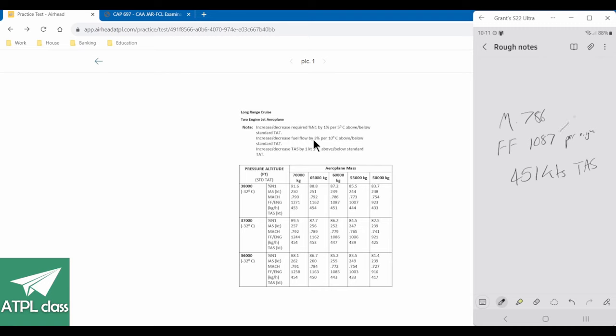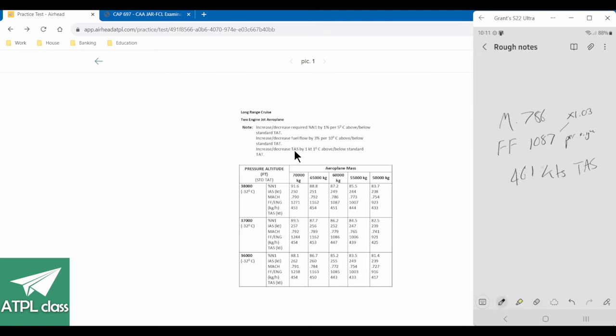So times 1.03 to get that 3%. And we've got to increase the true airspeed by 1 knot per 1 degree above or below standard. So we are above because it's minus 22. So that's 10 knots faster in terms of TAS. So our TAS is 461.